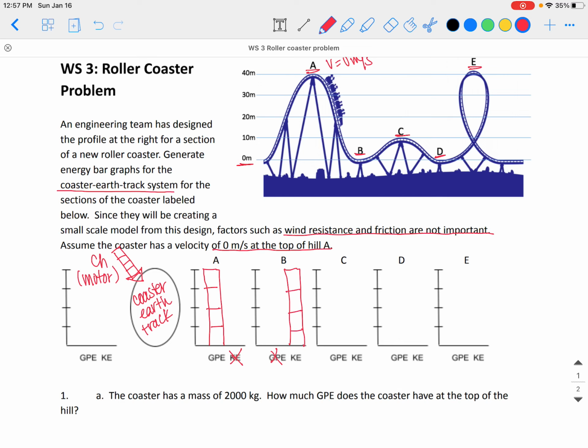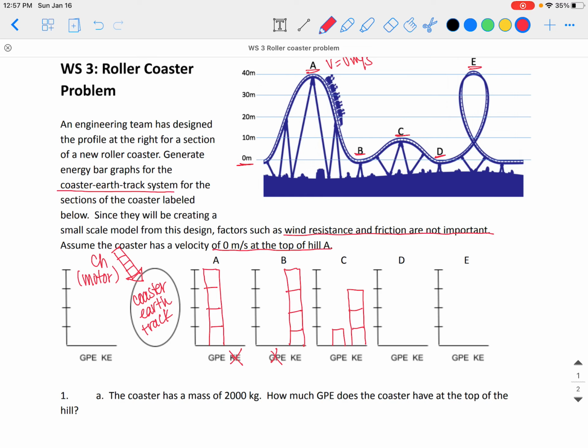Now part C, we've moved up a little bit to 10 meters. That means that I do have a little bit of gravitational potential energy. I'm going to call 1 block representative of 10 meters. And since I have 4 blocks to start, I need to have 4 blocks in part C. So the remainder of my blocks are going to go in kinetic energy. So I have a higher speed at a 10 meter height.